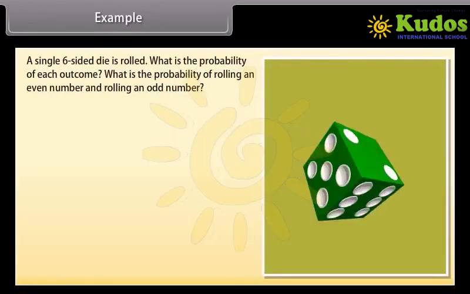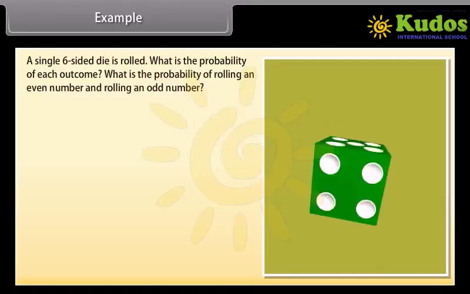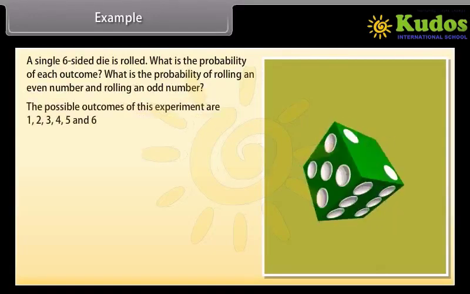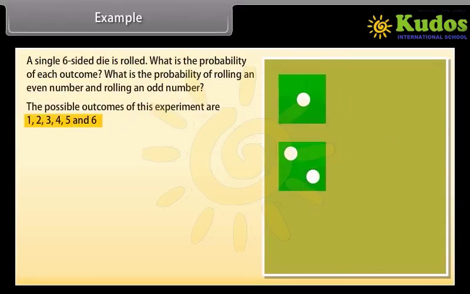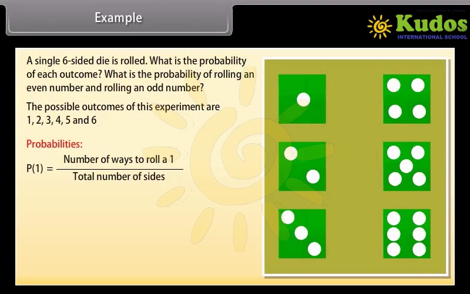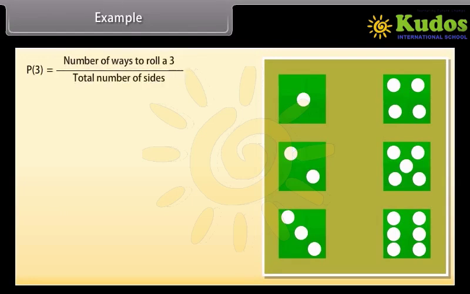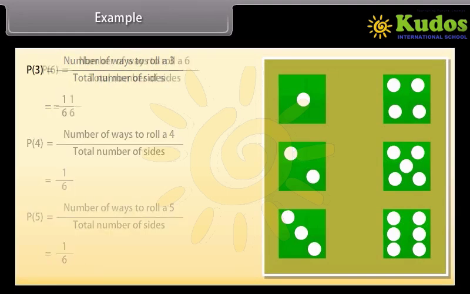A single 6-sided dice is rolled. What is the probability of each outcome? What is the probability of rolling an even number and rolling an odd number? The possible outcomes of this experiment are 1, 2, 3, 4, 5 and 6. Now let's find probabilities. Probability of 1 is number of ways to roll a 1 by total number of sides is equal to 1 by 6. Probability of 2 is number of ways to roll a 2 by total number of sides is equal to 1 by 6. Similarly, the probability of 3 is number of ways to roll a 3 by total number of sides is equal to 1 by 6. In the same way, we will find the probabilities of 4, 5 and 6.